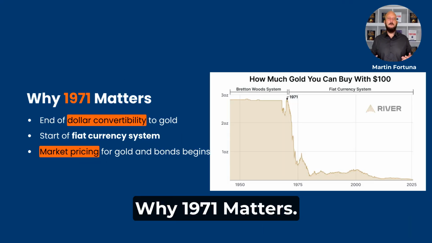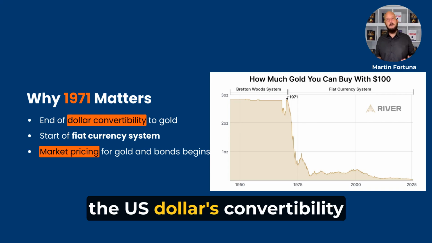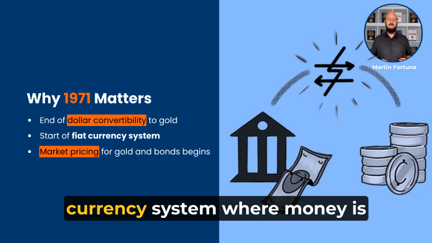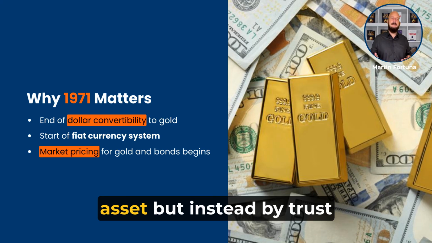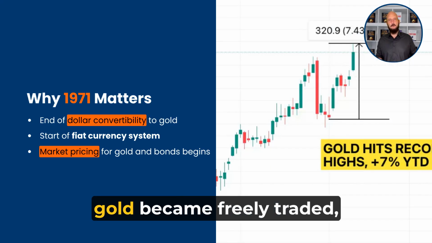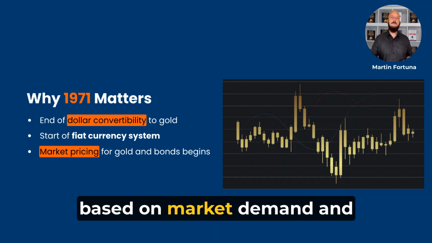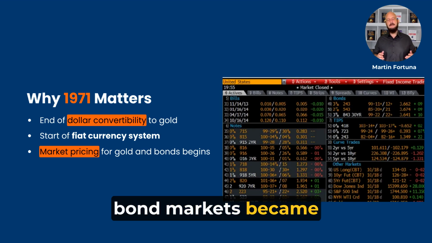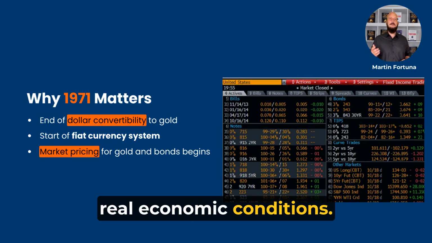Why 1971 matters. The year 1971 marks the end of the US dollar's convertibility into gold. This shift created a fiat currency system, where money is no longer backed by a physical asset, but instead by trust in the government. As a result, gold became freely traded, and its price began to fluctuate based on market demand and supply. Similarly, bond markets became more dynamic, with interest rates reflecting real economic conditions.